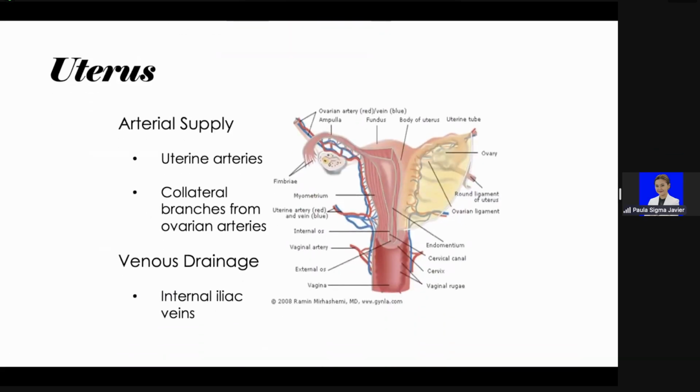For the arterial supply, we have your uterine arteries from your internal iliac, and collateral branches from the ovarian arteries. The ovarian artery originates, or is a branch of, your abdominal aorta. Venous drainage is via the internal iliac veins.